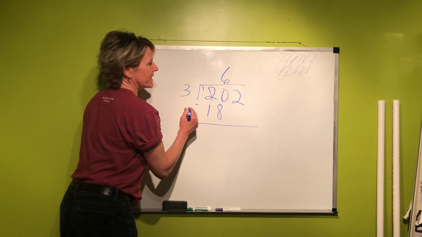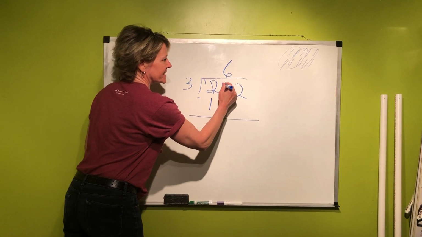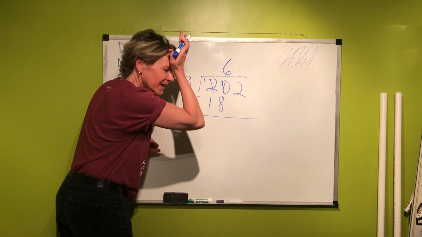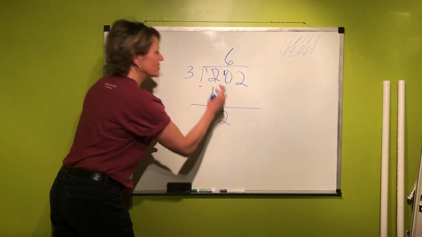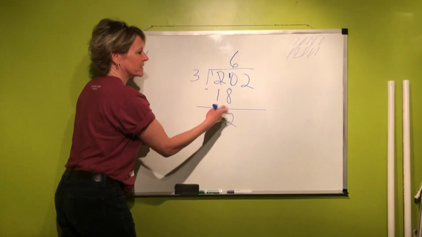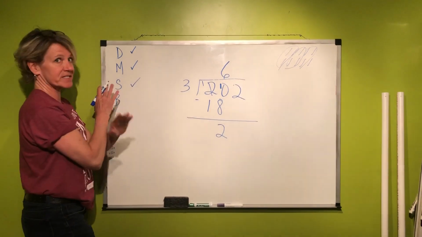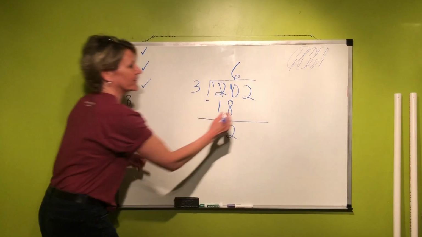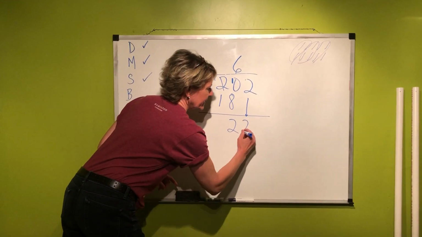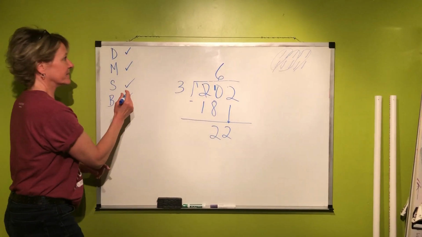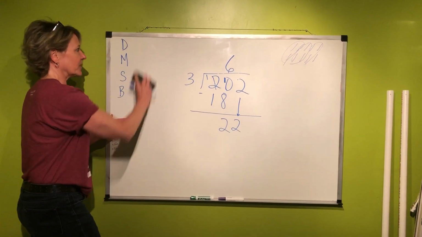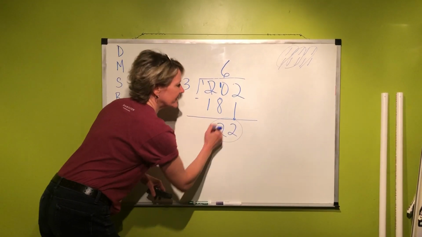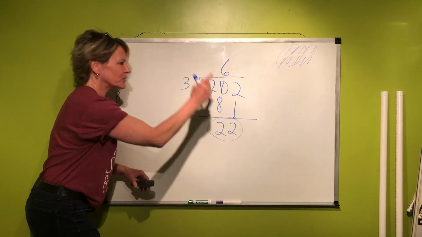Borrow from my neighbor. Stick that right on his forehead. 10 minus 8, 2. 1 minus 1, nothing. Subtraction is done. Bring down. Here we go. Done. When all of your steps are done, the problem starts again, this time with this number in my mind.